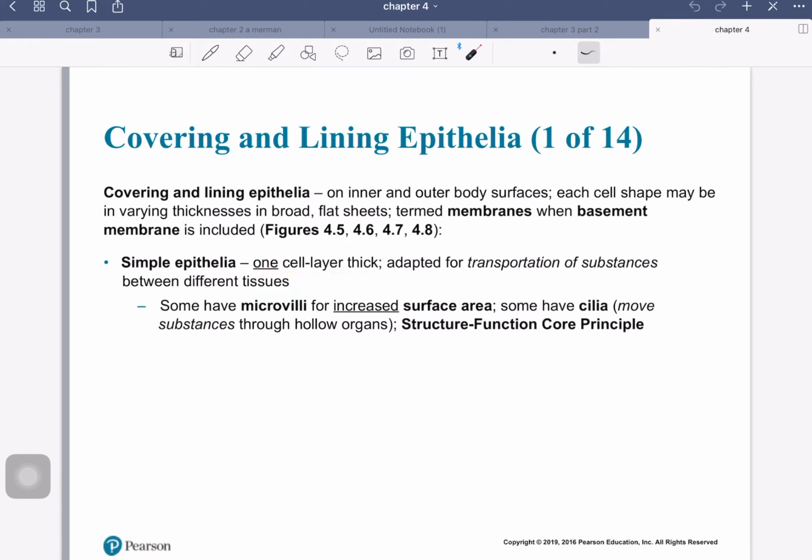And one of the things to think about once again is that concept of form and function. So it's one cell layer thick. So this means it's probably allowing for things to move across it. So transportation of substances between tissues is a very important component.